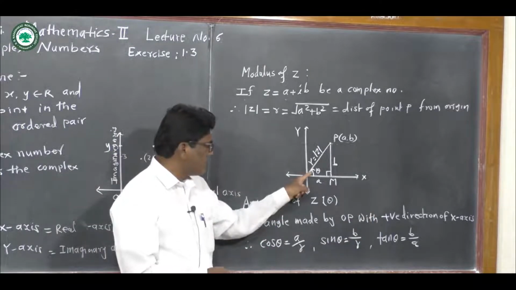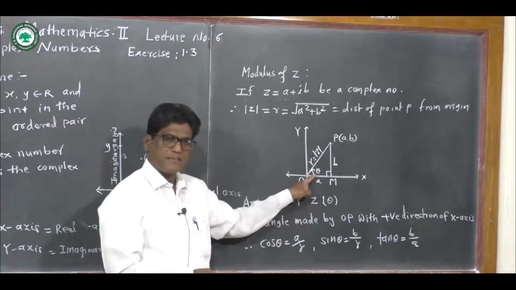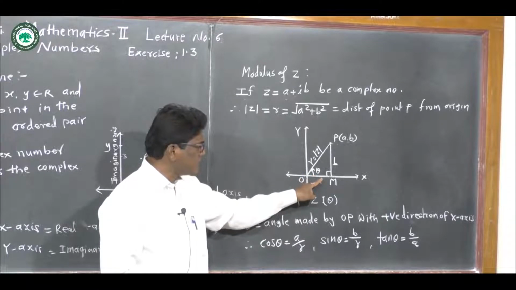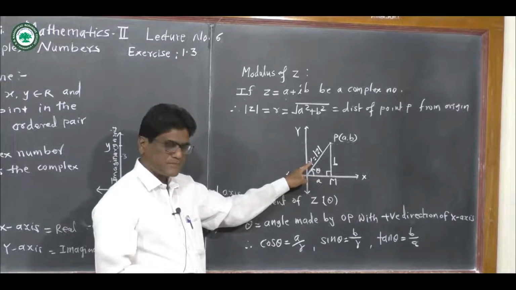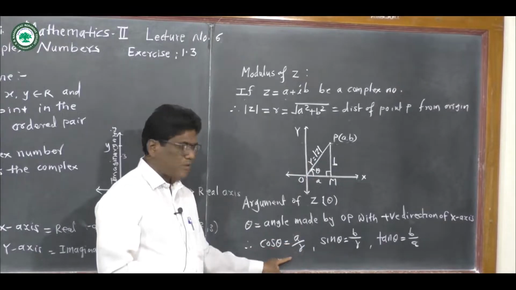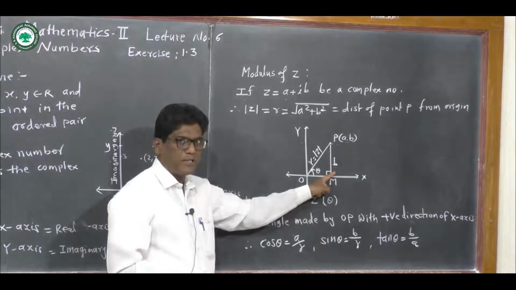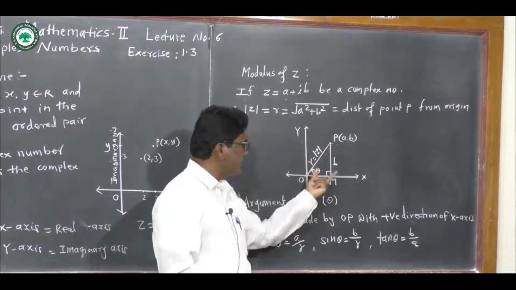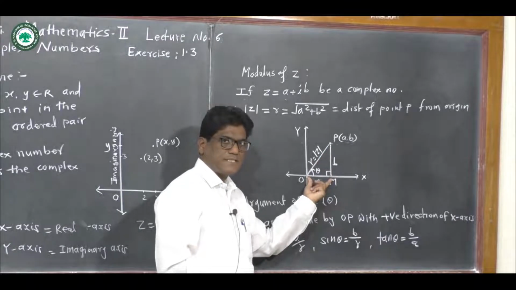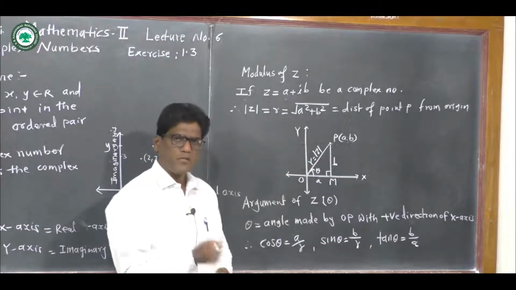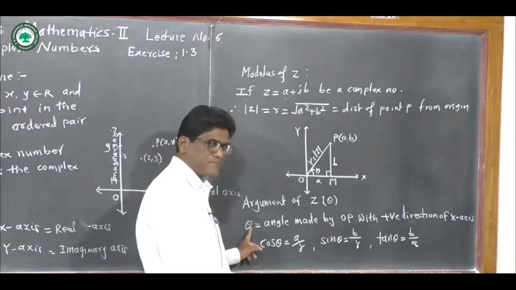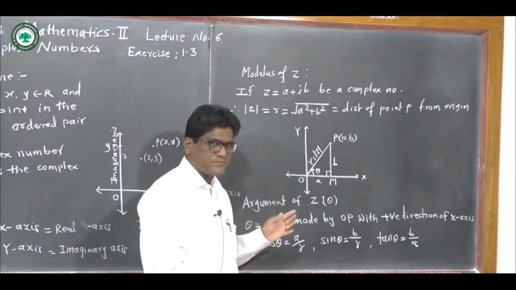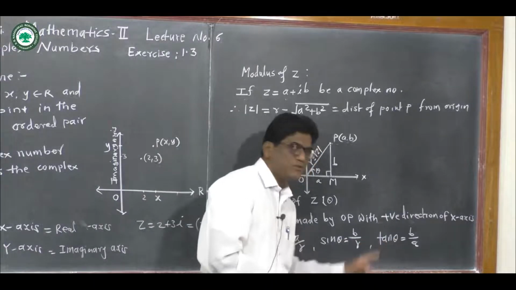Now from this figure we can find cos theta, sin theta, tan theta, etc., and from that we find the value of theta. Cos theta is equal to the adjacent side upon r, so cos theta is a upon r. Sin theta is equal to the opposite side b upon the hypotenuse r, and tan theta is equal to the opposite side upon the adjacent side, that is, tan theta is equal to b upon a. Now we want to find theta, the argument or amplitude. We can find this theta using these formulas, but here we use tan theta is equal to b upon a.